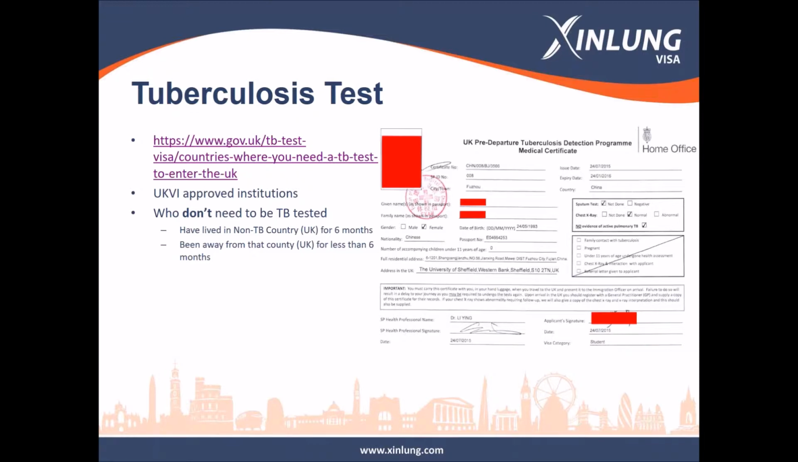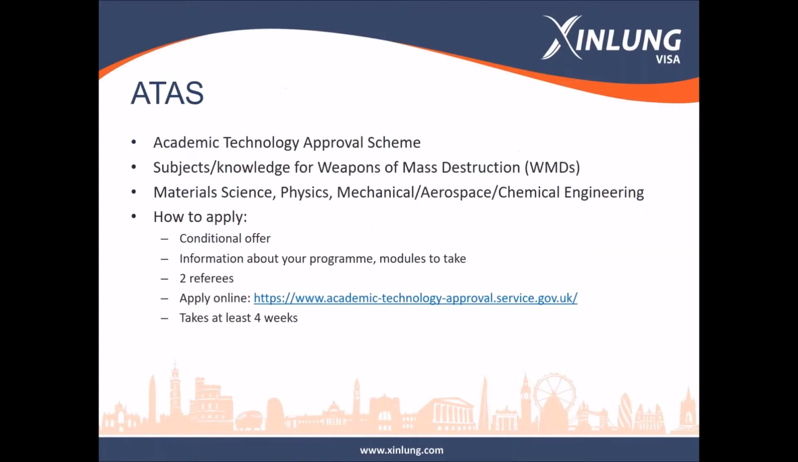If you have lived in a non-TB country, UK, America, for example, for 6 months, and you have been away from that non-TB country for less than 6 months, if you meet these two conditions, you don't have to do your TB test. So in your visa application, you don't have to include this piece of paper. Okay, so this is the TB test.